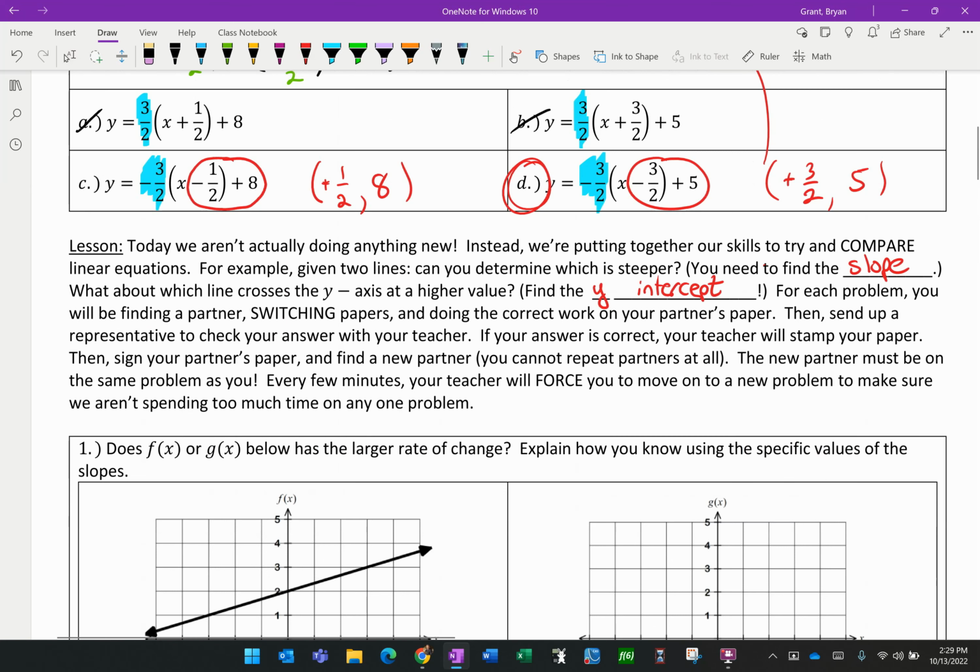Now, what I'd like you to do is actually work with a partner, a different partner for each problem.